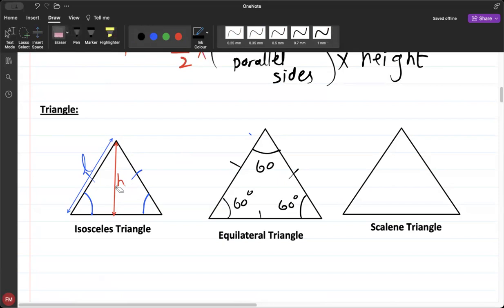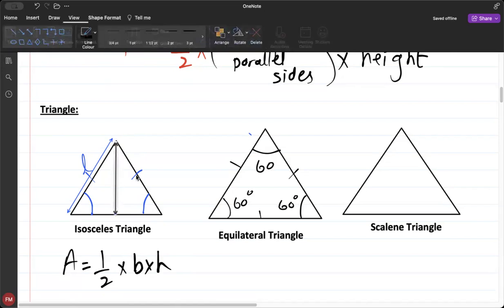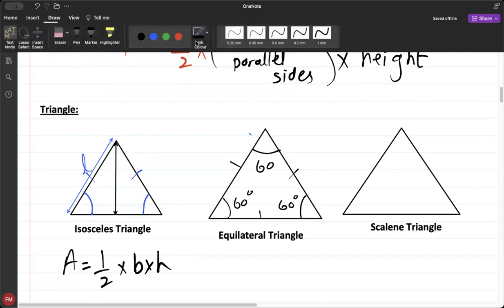And as you can see, the area of a triangle is 1/2 base times perpendicular height. Again, when I say the word perpendicular height, that means it has to be this one. And what do you call this? That's a slant height. In a similar way, we have the same for equilateral as well.